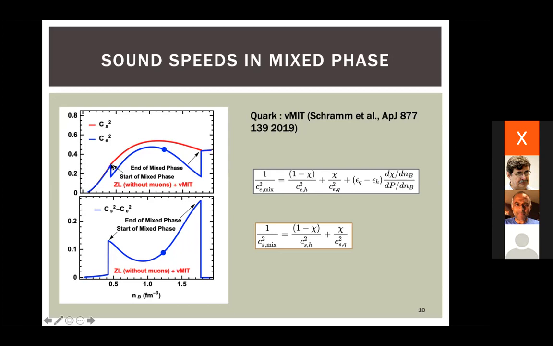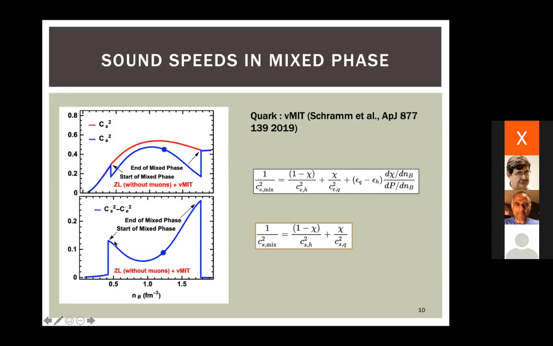But essentially once the quarks come in, because of the fact that you have global charge neutrality and the matter gets softer in the typical Gibbs construction, you basically have a decrease in the sound speed. And then that goes up a little bit, and once the phase transition is complete and you get the pure quark phase, again the two sound speeds are relatively similar. And the bottom panel shows you the difference.